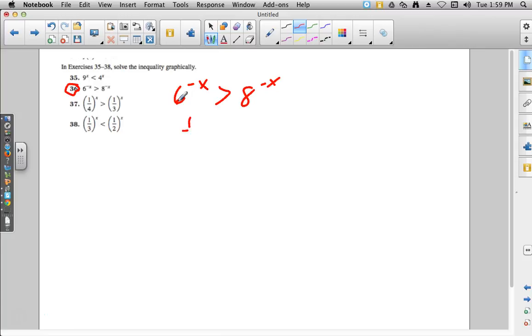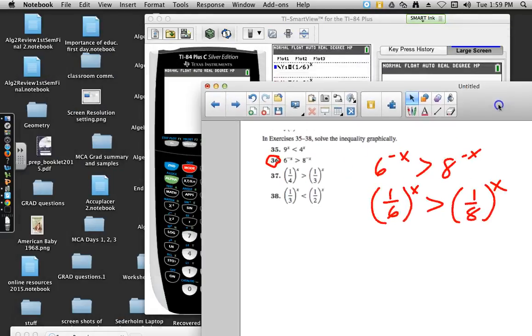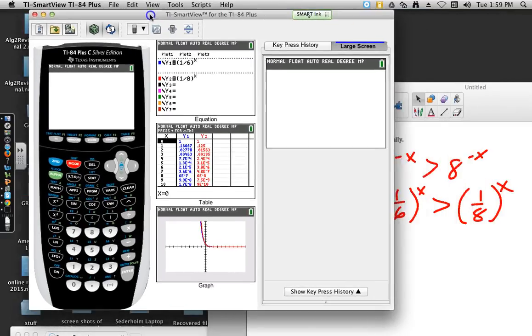I wouldn't even think of it that way anyway. What we would want to do is simplify this by remembering that negatives are reciprocals. So really what we want to find is when is 1/6 to the x greater than 1/8 to the x. And this problem kind of drives me nuts because I want to show you the logarithms for this, but they want us to do this with the GC, with the graphing calculator.